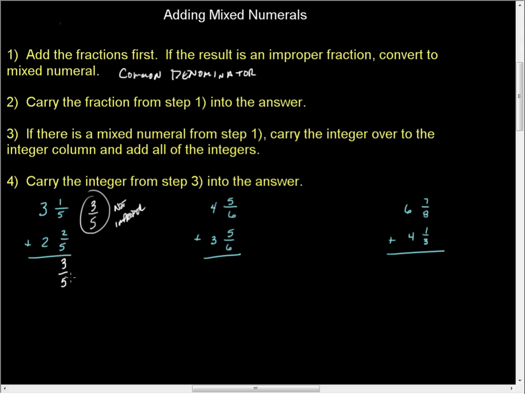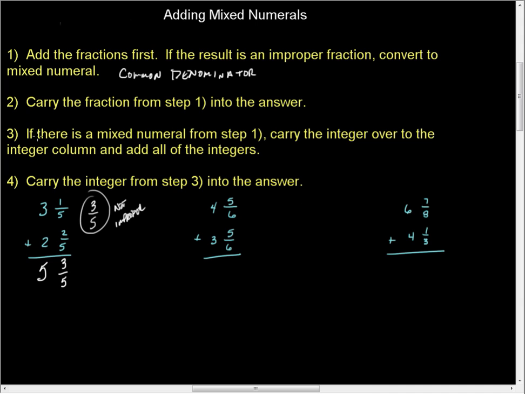Step 3, if there is a mixed numeral from step 1, carry the integer over to the integer column and add all the integers. Okay, we don't have any. So step 4, carry the integer from step 3 into the answer. Okay, in step 3 we're supposed to add all the integers. So 2 and 3, or 3 and 2, is 5. Step 4, carry the integer down. And that's it. So 3 and 1/5 plus 2 and 2/5 is 5 and 3/5. I love doing the step-by-step because it shows just how simple you can break it down. And I don't know about everybody else, but I really like simple.